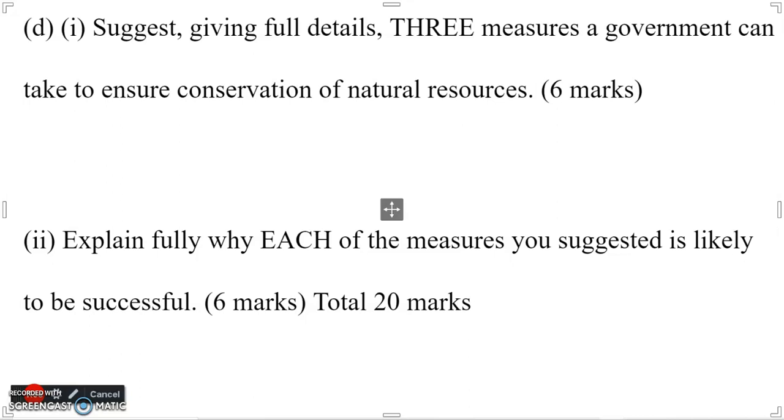All right, very good. Now, I want you to look at your second strategy, or your second measure that you have written down. And in the paragraph below, I want you to justify or explain why you believe that that strategy or that measure will work in ensuring that the conservation of natural resources is maintained.